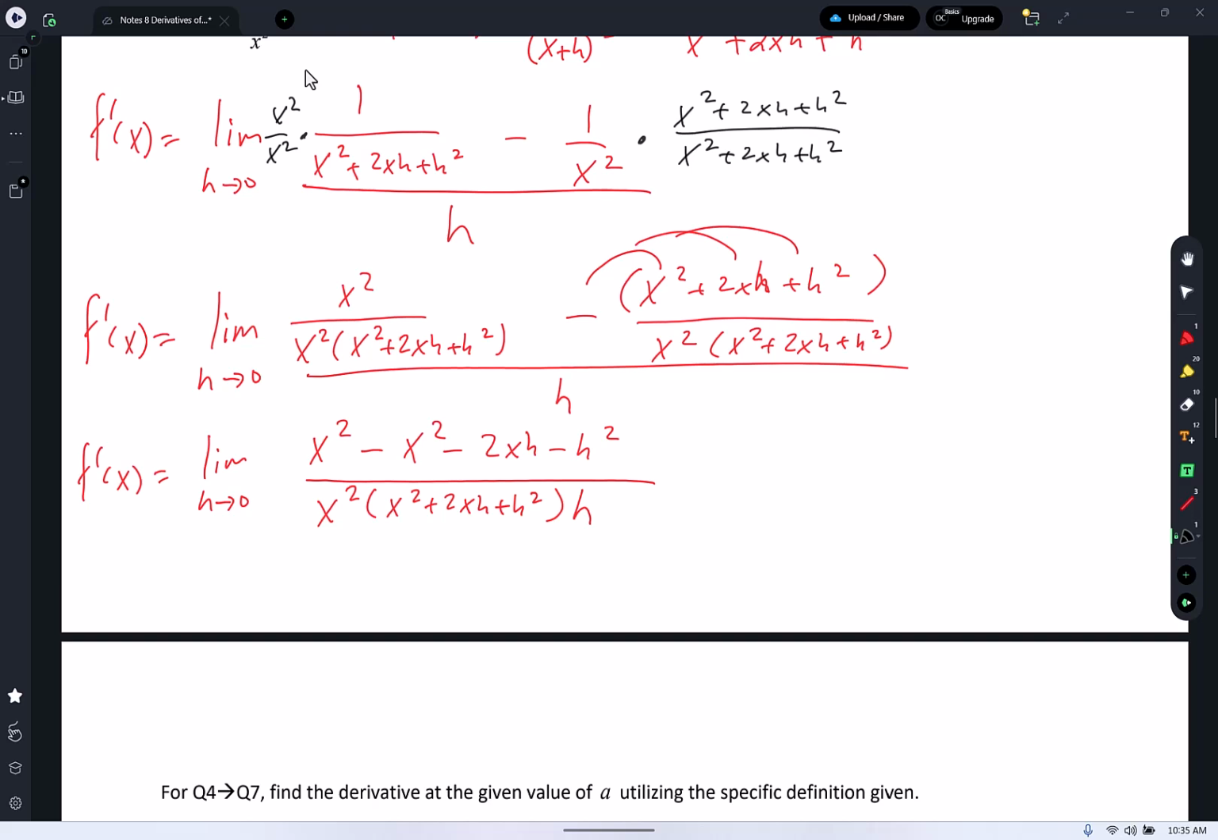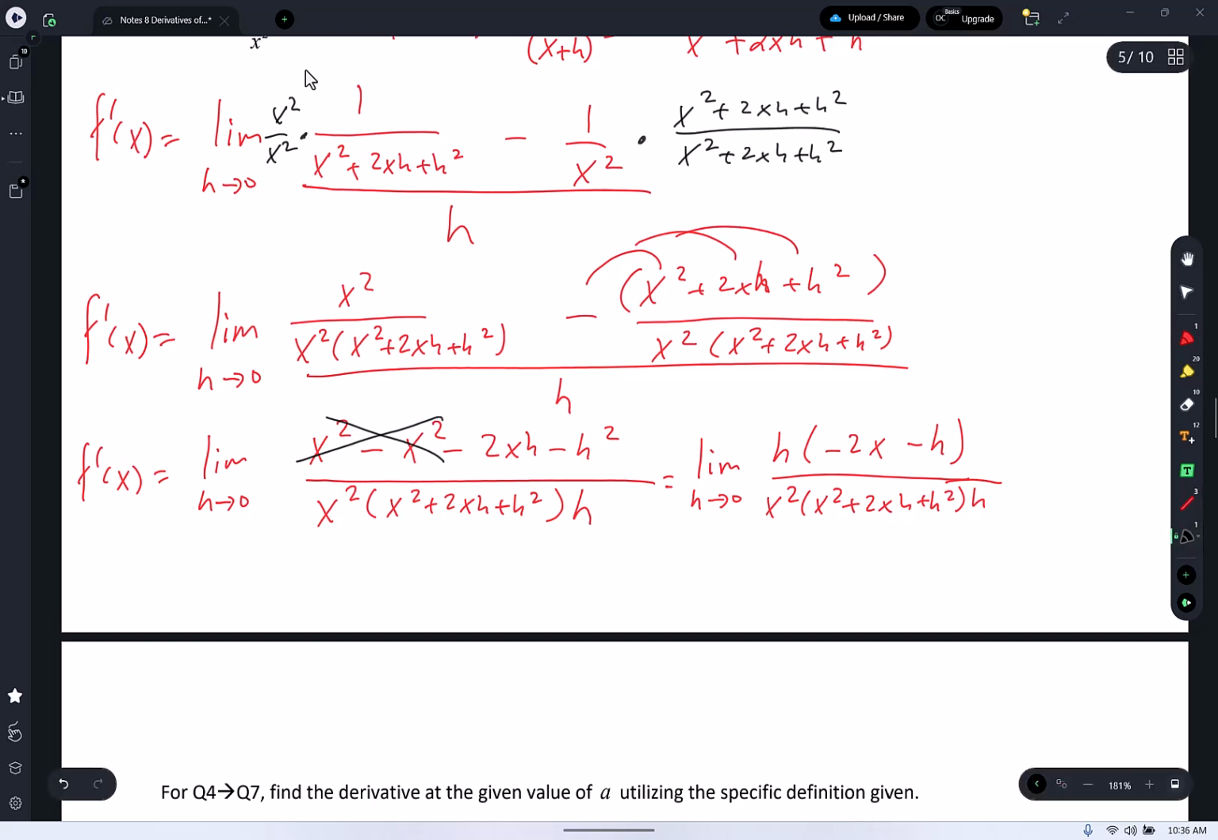Very good. What zeroes out? The x squares. What can I factor out? An h. So I'm going to write one more statement right here. Limit. I haven't evaluated the limit, so you have to keep that limit. Here's my h factored out. Negative 2x minus h all over x squared plus 2xh plus h squared, parenthesis h. Okay, now what cancels out? One of these h's with the h down here. And now I can do direct substitution.